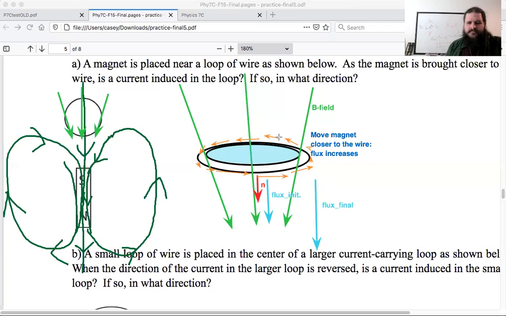Casey, sorry, do you mind maybe doing another example? Because I don't know the induced current and the different directions. I'm still kind of confused on how you find that.